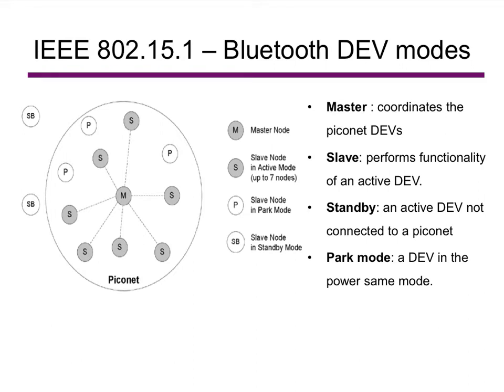So these are the 3 modes that we have for the slaves. A node can be in the SB mode, in which case it's not a master node nor a slave node. It can be in a standby mode, which means it's not connected to any piconet, and it's not a master and it's not a slave.